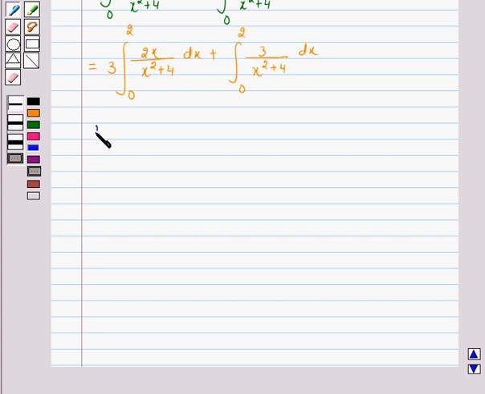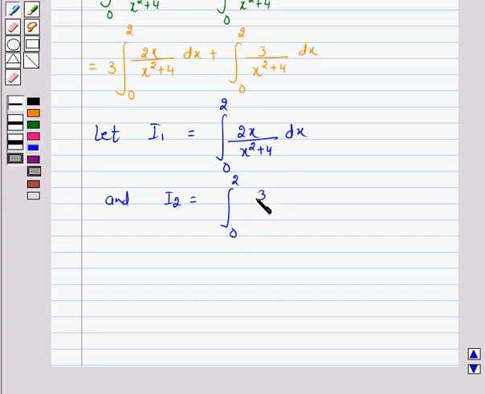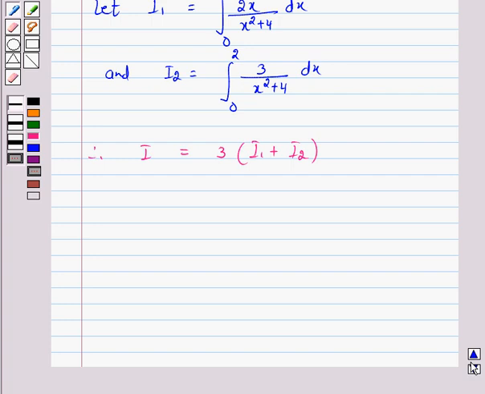Let I1 is equal to integral from 0 to 2, 2x upon (x square plus 4) dx, and I2 is equal to integral from 0 to 2, 3 upon (x square plus 4) dx. So we have I is equal to 3 I1 plus I2. Now to solve the given integral, we will solve these two integrals. So let us consider I1.